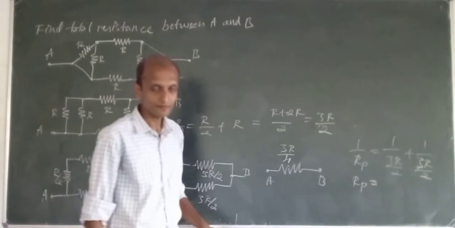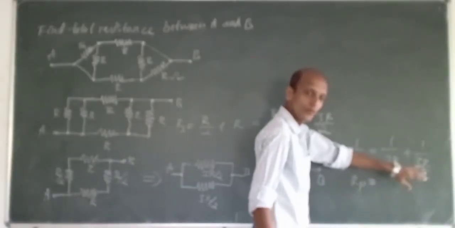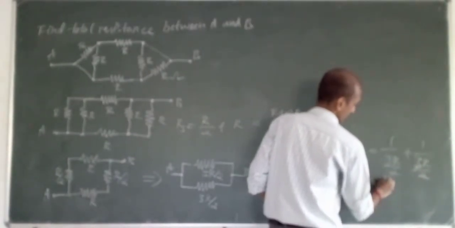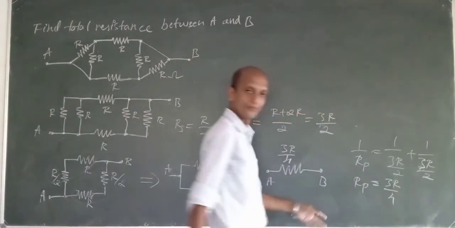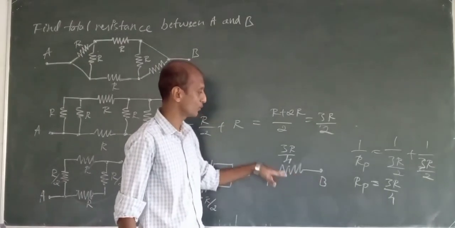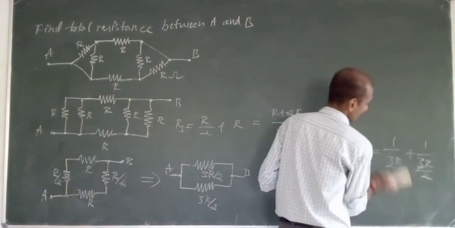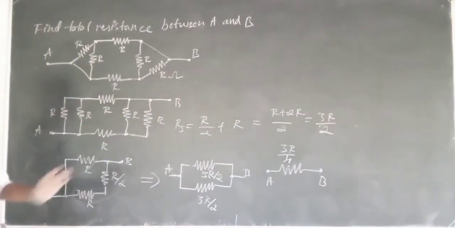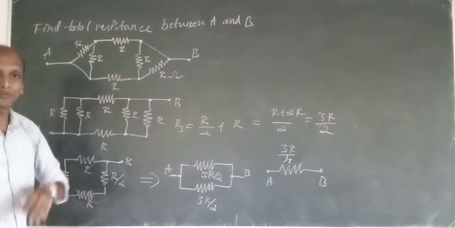So this is going to be the reversal of that, isn't it? So it will result in 3R by 4, and the total resistance between point A and B will be equal to 3R by 4. Fine? Yes. So in this way we can solve to find the total resistance between point A and B. In this way, we have to solve it.